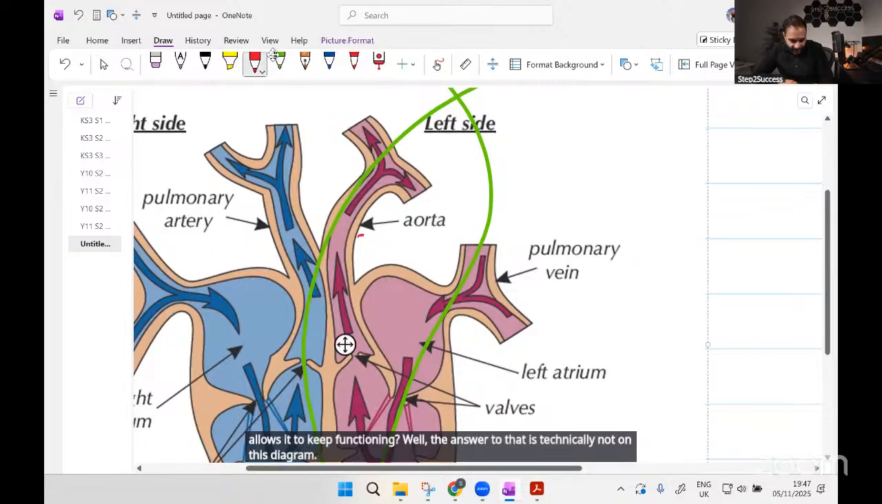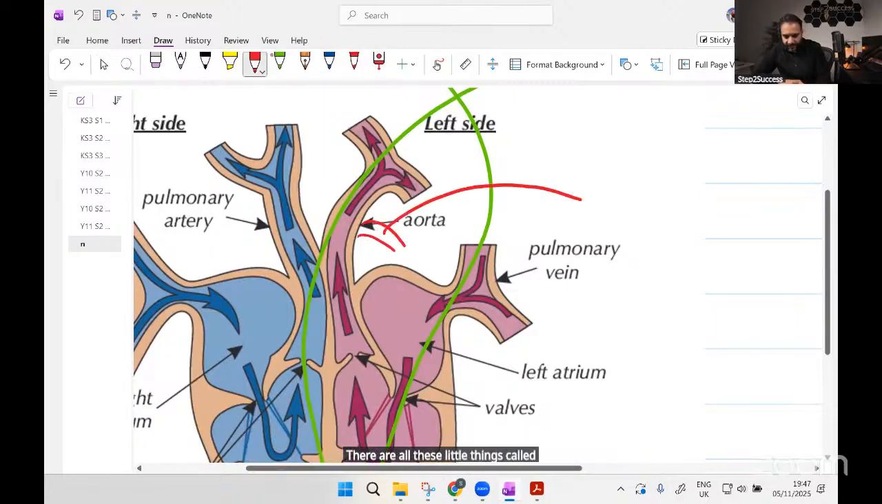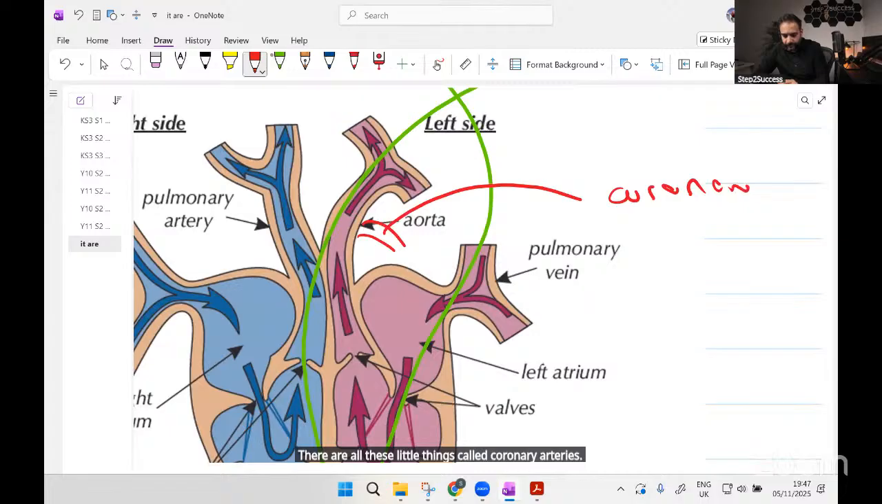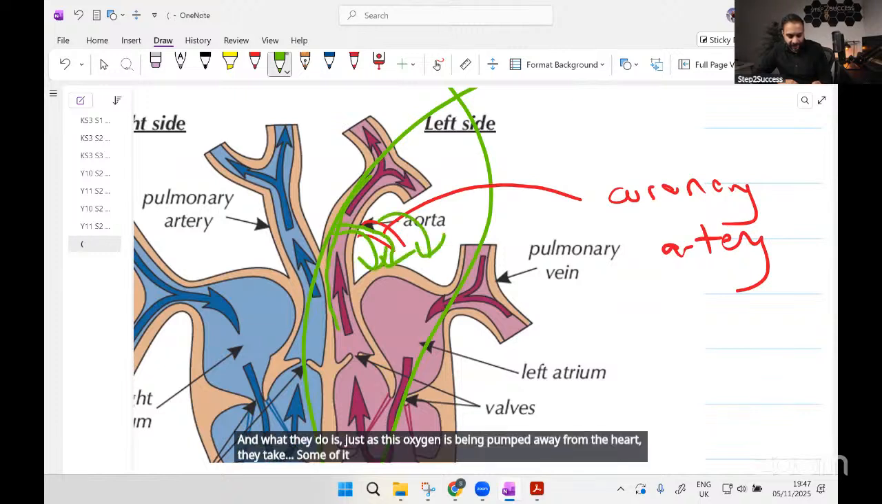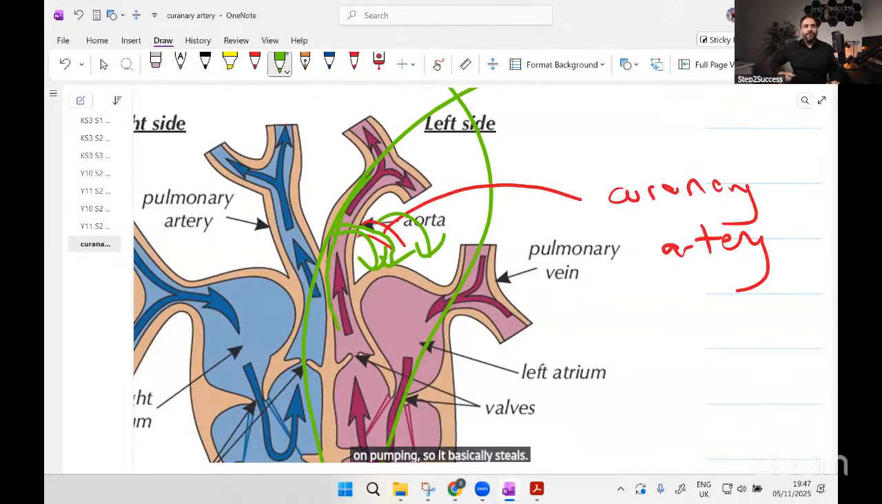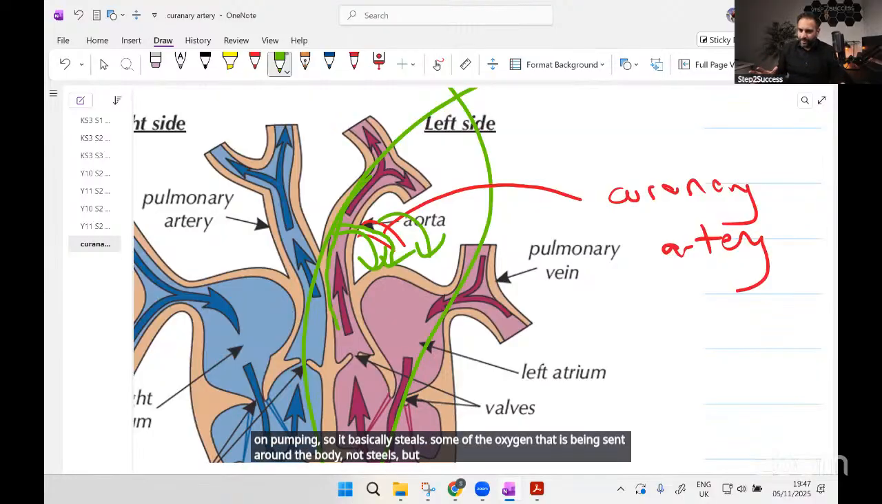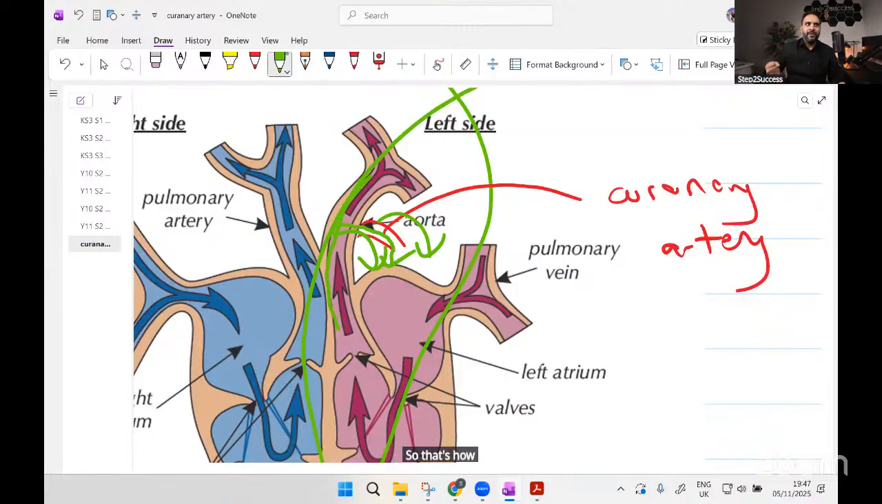There are these little things called coronary arteries. And what they do is just as this oxygen is being pumped away from the heart, they take some of it back to the heart so that it can keep on pumping. So it basically steals some of the oxygen that is being sent around the body. Not steals, but that's its own supply of it. So that's how it works, right? So the heart is getting plenty of oxygen from these coronary arteries.